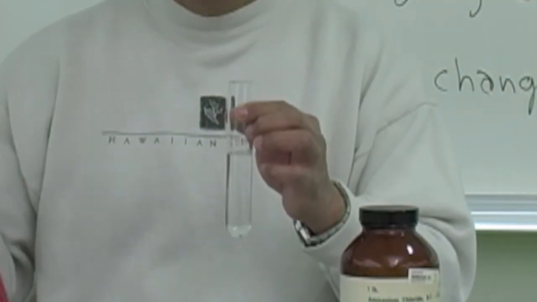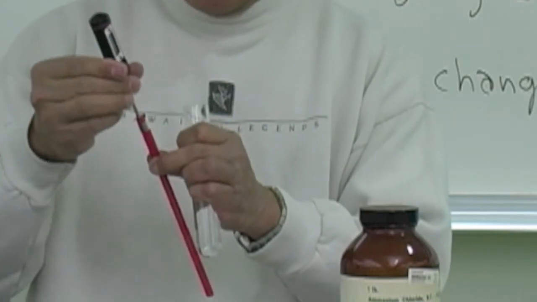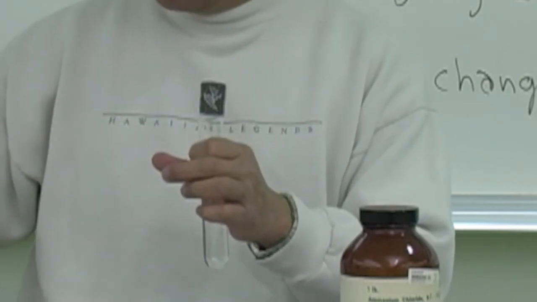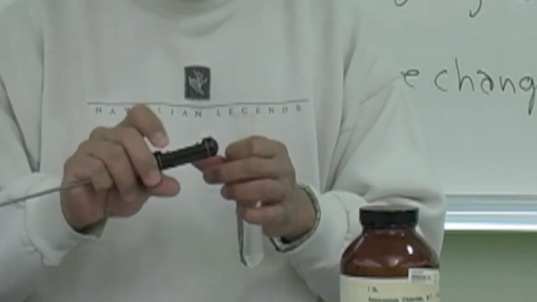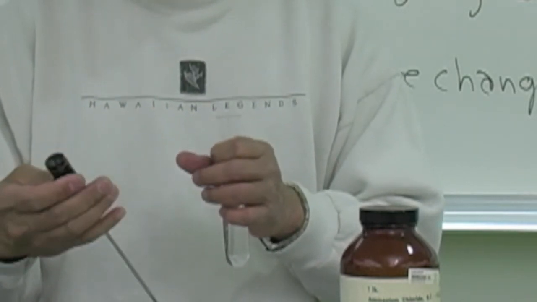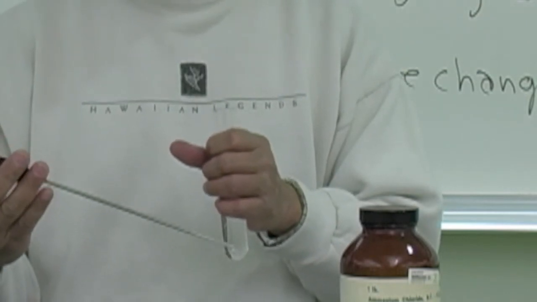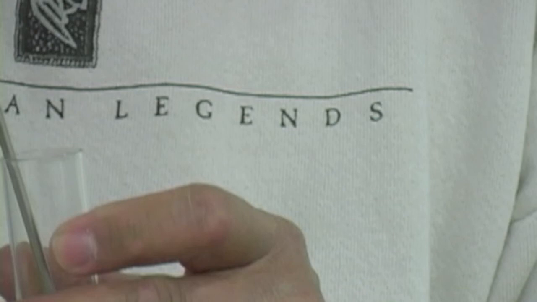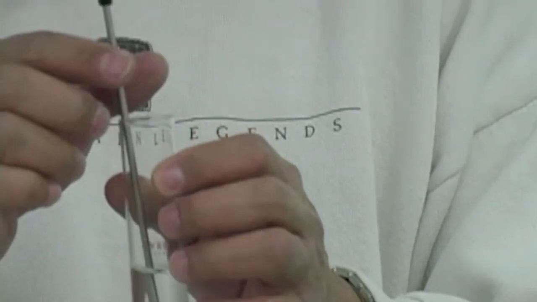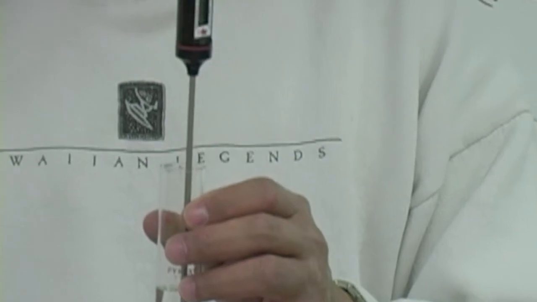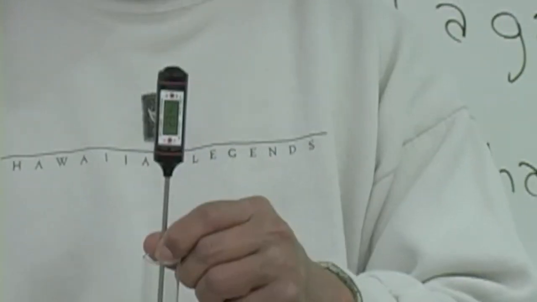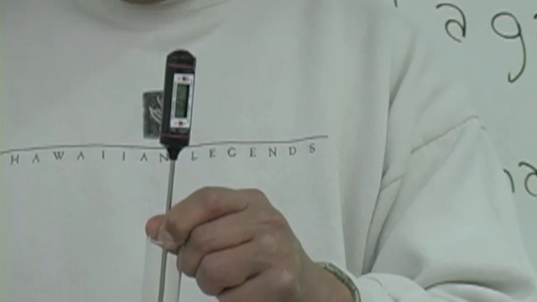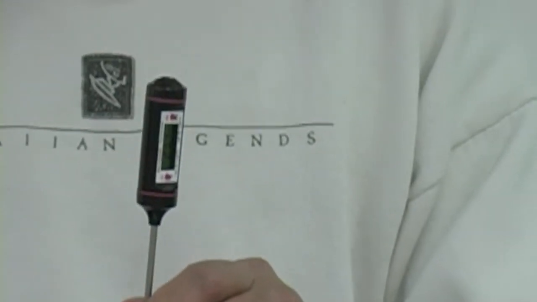I have some water, and I'm going to take an electronic thermometer. I'm going to turn on the electronic thermometer, and the reading that this thermometer gives me is 23.9. I'm going to take this electronic thermometer and stick it into the water, and you're going to see that the electronic thermometer reads 23.4.